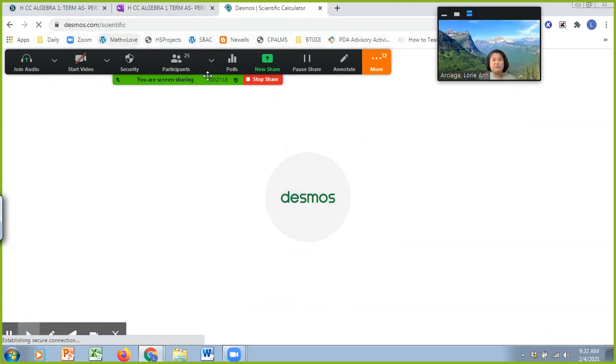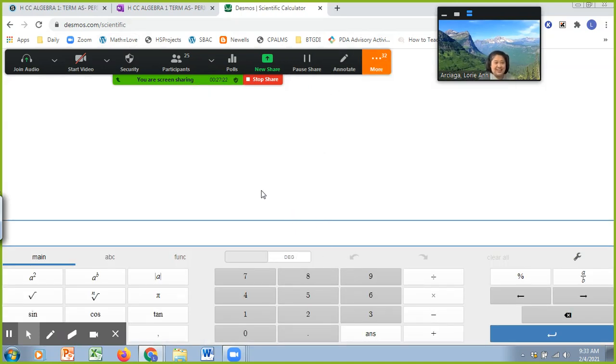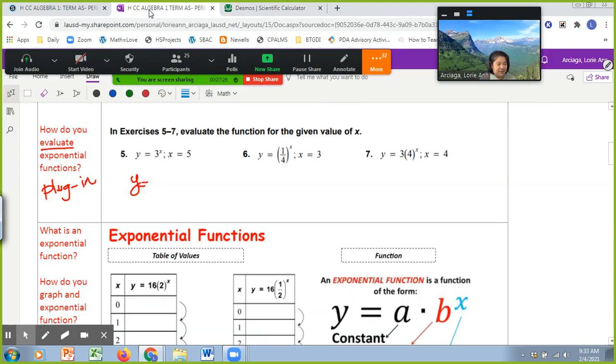I can't even spell scientific. Alright, you remember this one? Okay, so if you want y is equal to 3 raised to 5, that's 243, very good. You can also do that in your head. You go 3 times 3 times 3 times 3 times 3. Awesome. Okay, next.